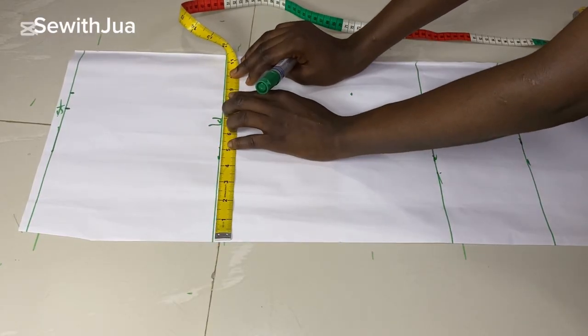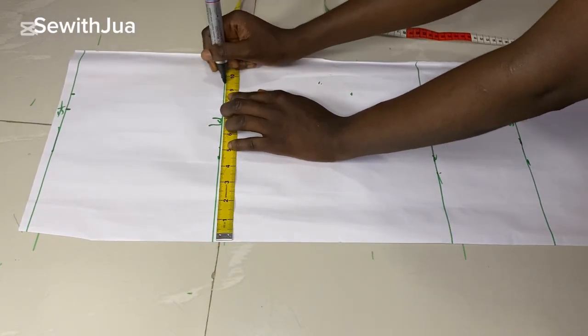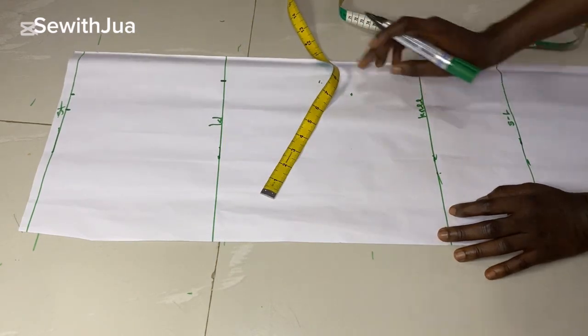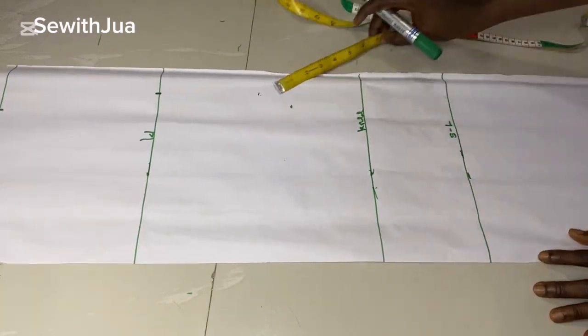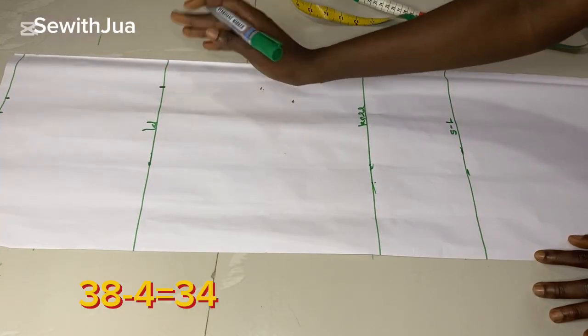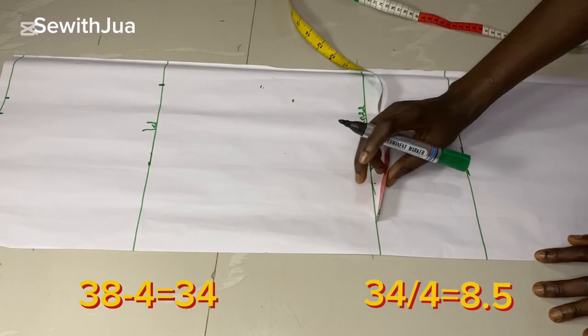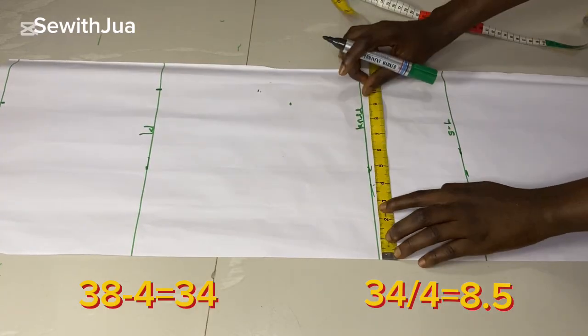Then my hip, I also divide it by 4. Remember, all measurements are to be divided by 4. But for my hip, I'm not putting that allowance. So to get my knee length, I'll minus 4 from my hip. Then whatever I get, I divide it by 4.